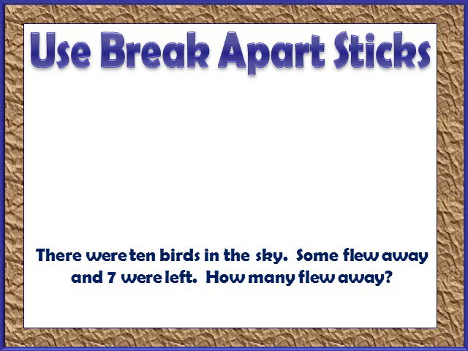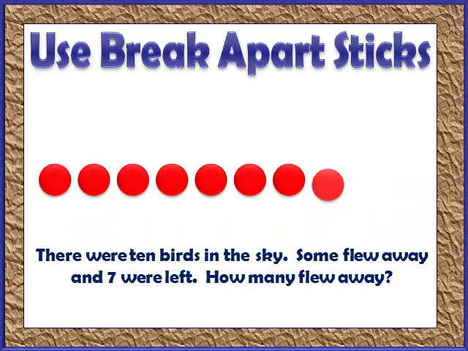So let's talk about this again. Here's another example using break-apart sticks. It says there were 10 birds in the sky, some flew away, and there were 7 left. How many flew away? Okay, so do we know the whole amount of birds that were in the sky? Yes, we do, and that was 10. So now we can show that whole amount. Now some of them flew away. Do we know the part that flew away? No, we don't. Do we know the part that was left? Yes, we do, and that was 7. So we can break apart our 7, and we can see, okay, then that means there are 3 left.